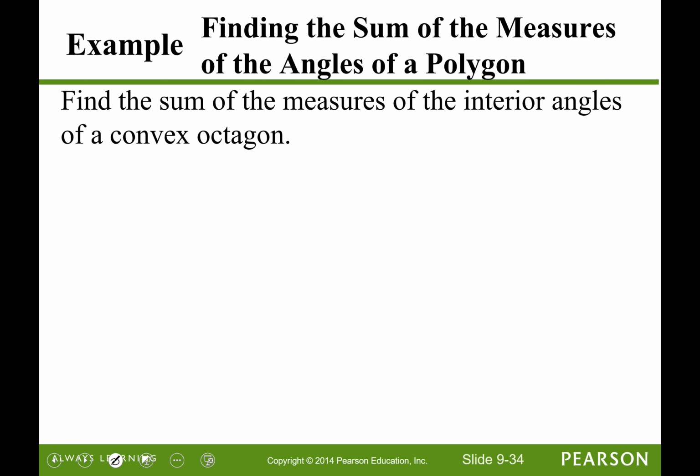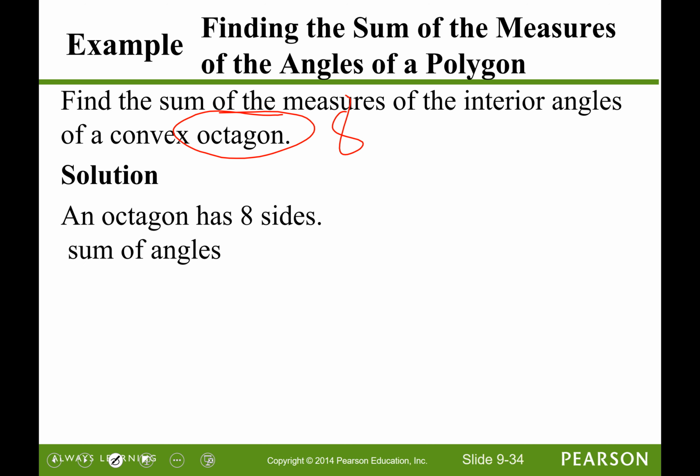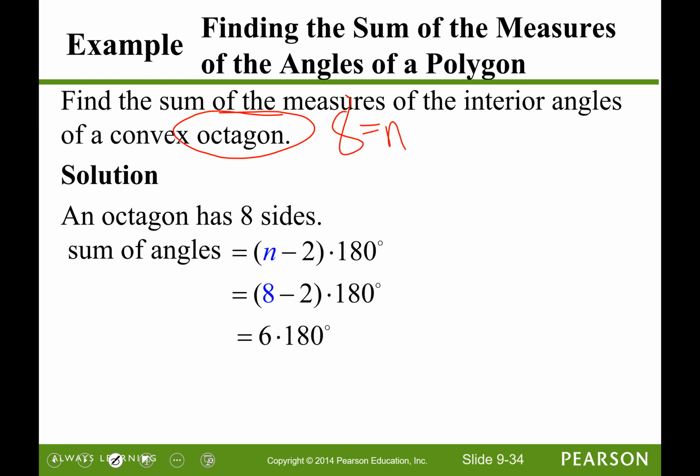All right, find the sum of the measures of the interior angles of a convex octagon. Okay, we got to start with, how many sides does an octagon have? If you said 8, you got that right. Octagon has 8 sides. So the sum of the angles would be equal to (n minus 2) times 180. And in this case, our 8 is our n. So we substitute 8 for n, and then simplify. And we get 1080 degrees.